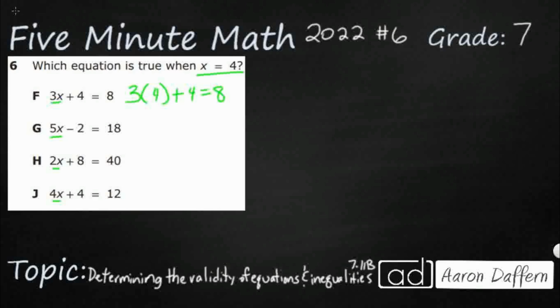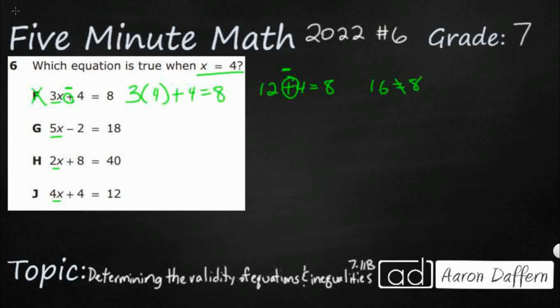Right? So 3 times 4, that's going to be 12, plus 4 equals 8. 12 plus 4, 16. Does 16 equal 8? No, it does not. If this were a minus, we could have got this to work. If that were a minus right here, we could have done 12 minus 4 to get to 8. So watch your operations. The answer is definitely not F.